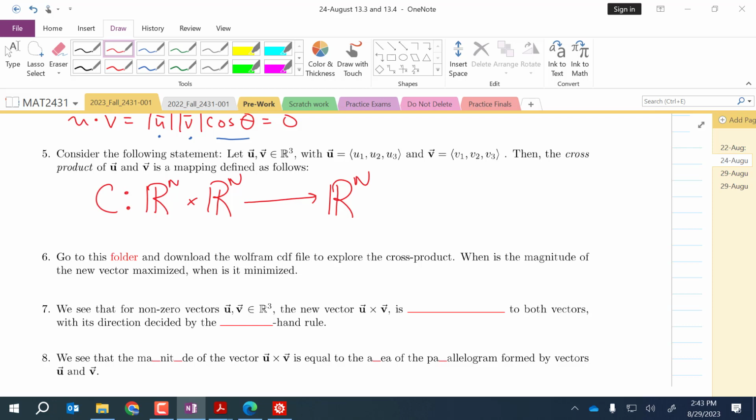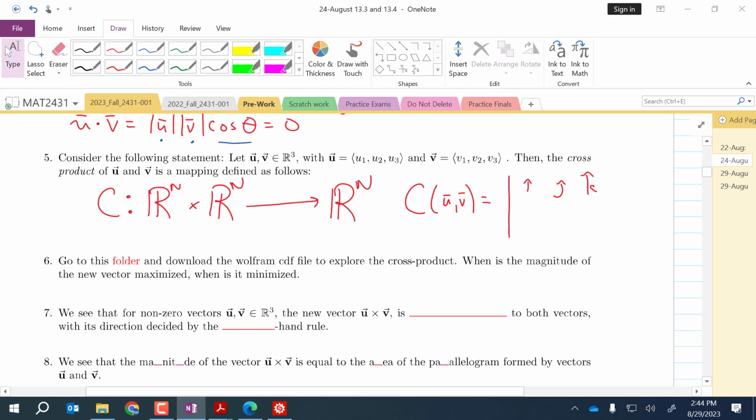The way you would take the cross product of the vectors u and v is just to compute this determinant right here, with i, j, k, and then we need to get the coordinates in the right order. If I'm doing u cross v, this would be u1, u2, u3, v1, v2, v3, and you do this computation, which is what you learned how to do in your pre-work.